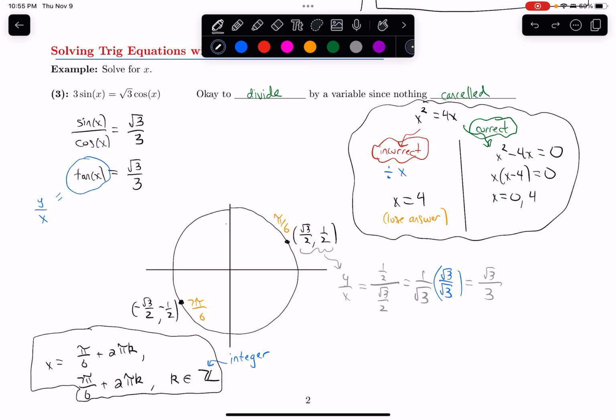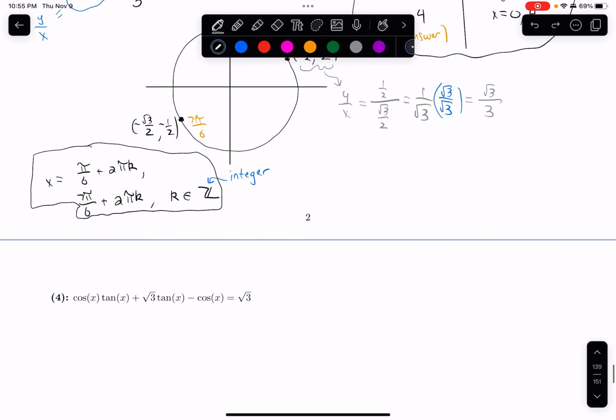In our problem, we did divide both sides by a variable, by this cosine x. And the reason that ended up being okay is because in this problem, it didn't end up canceling away. Whereas with x squared equals 4x, it did cancel away. And that cancellation led to me losing an answer. Okay, let's take a look at another example.